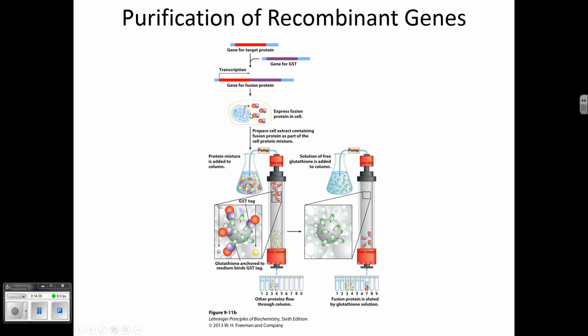Put it all in the cells. What we make are the protein with the tag. So if we add it to a column that has the glutathione on it, only our protein is going to bind to this tag, and then we can elute specifically by breaking that bond. And we now have a very pure fraction containing our protein, but our protein does have that tag on it.